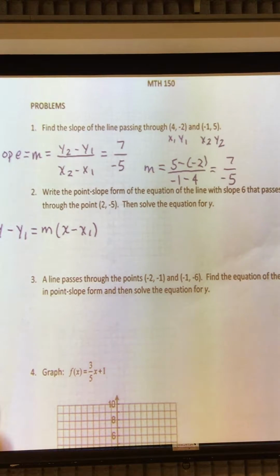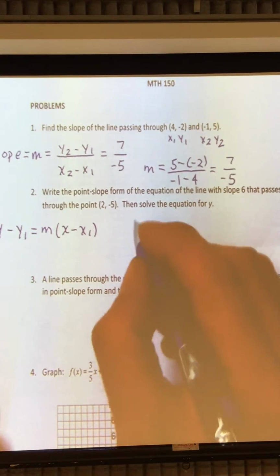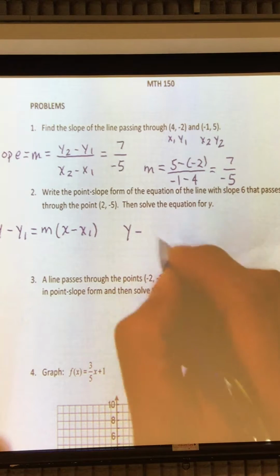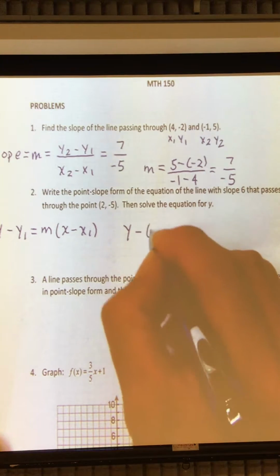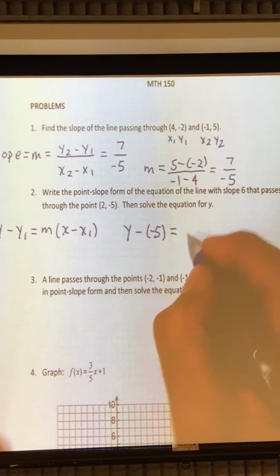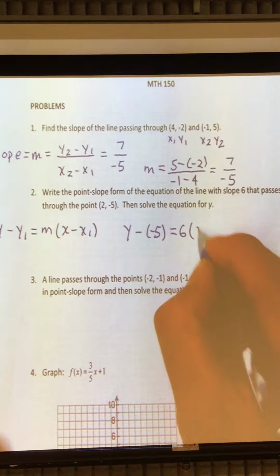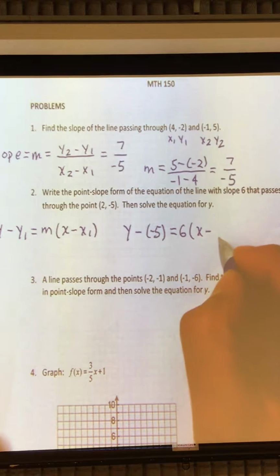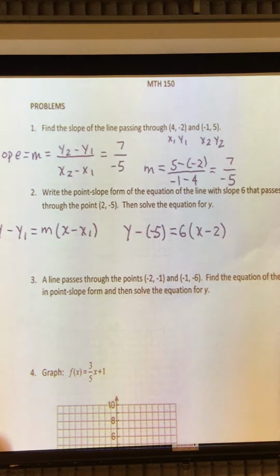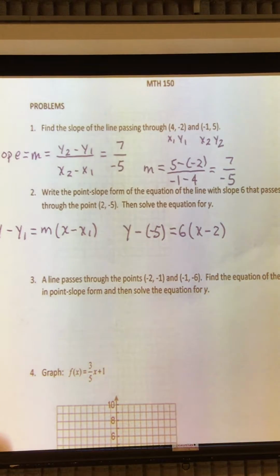This then is direct substitution since we are given all the information. So we write functional value y minus the y-coordinate, which is -5, careful to use parentheses there, is equal to the slope, given to be 6, times x, variable x, minus the x-coordinate, which is 2. And there is our equation in point slope form.